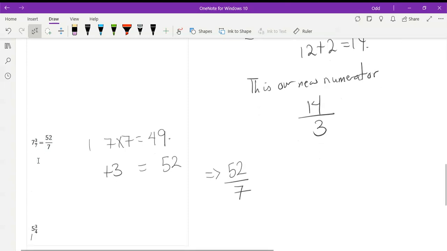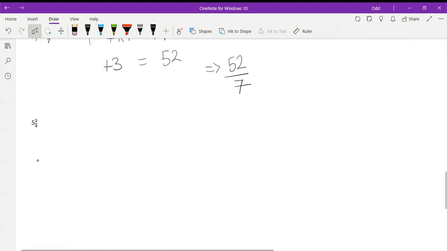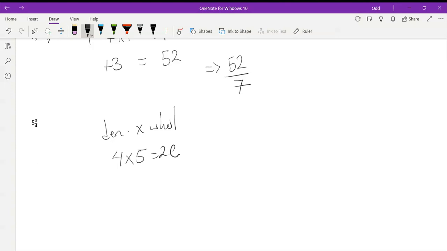And the last one: 5 whole number 3 over 4. So again, you can decide to do this on your own. Pause the video, try it on your own, and see if you get the same answer. So here is going to be the denominator. So denominator times whole number. That will be 4 times 5, which is equal to 20. Then we add the numerator. So 20 plus 3 is equal to 23. So this is going to be 23 over 4.